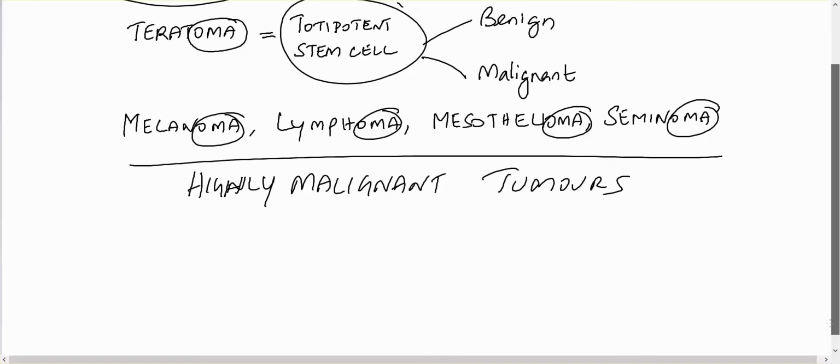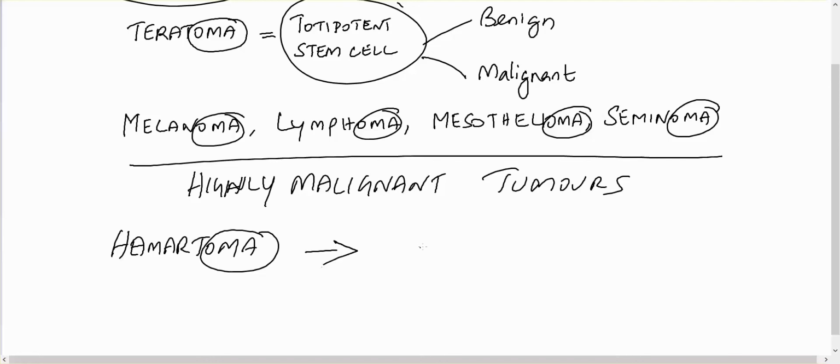Now there is another group of diseases, they are not tumors actually. The condition is called hamartoma. They look like a benign tumor, but they are not tumorous. They are a normal tissue placed in a wrong place.